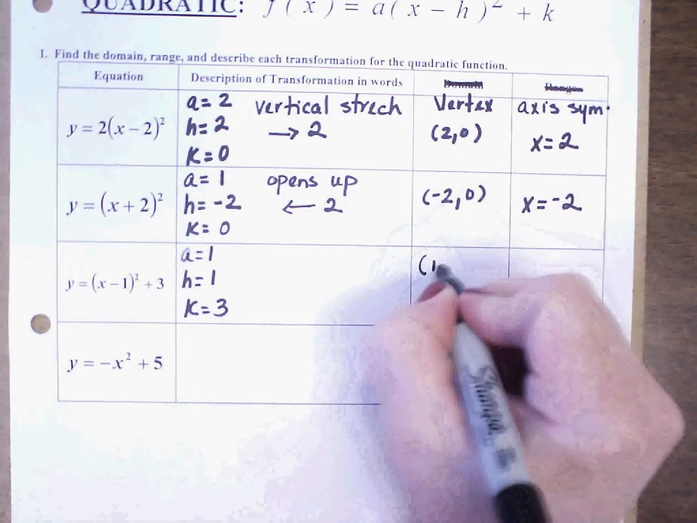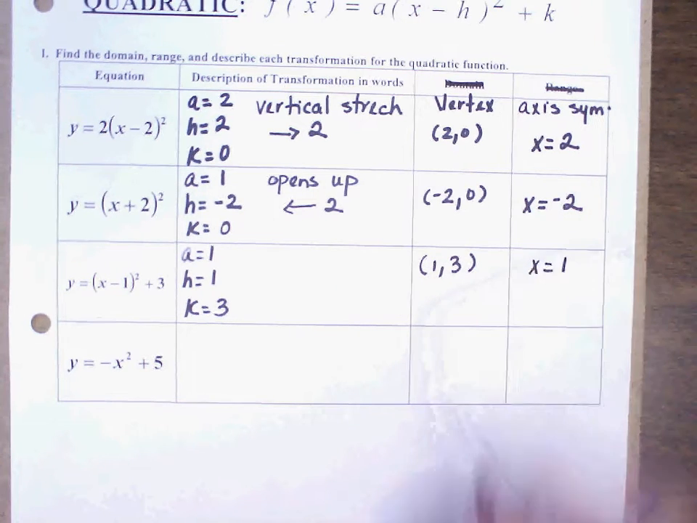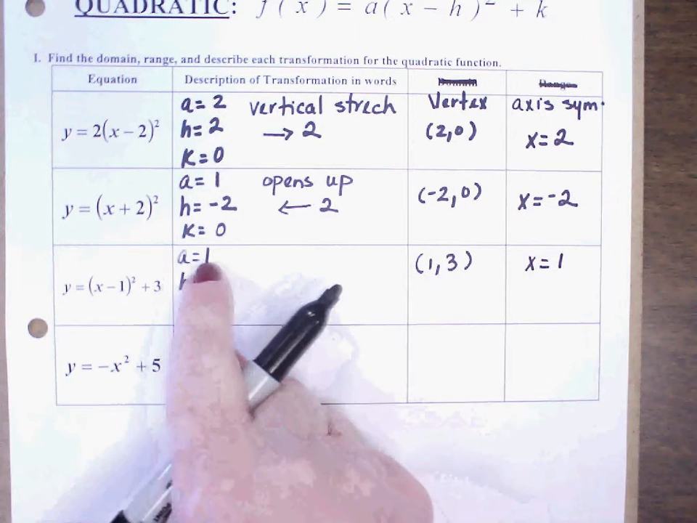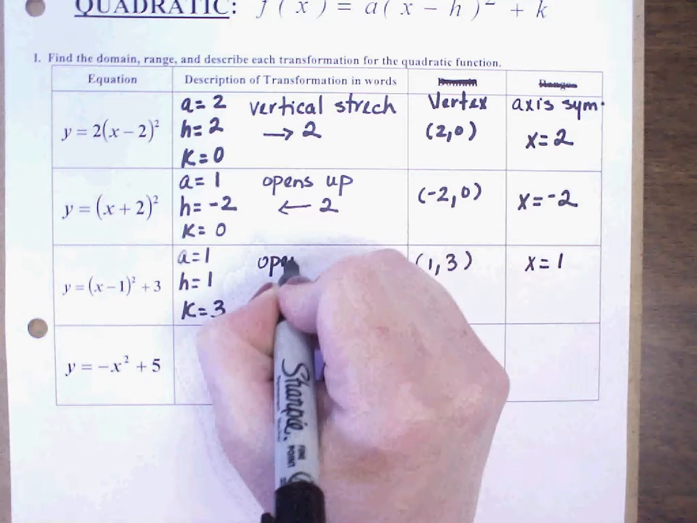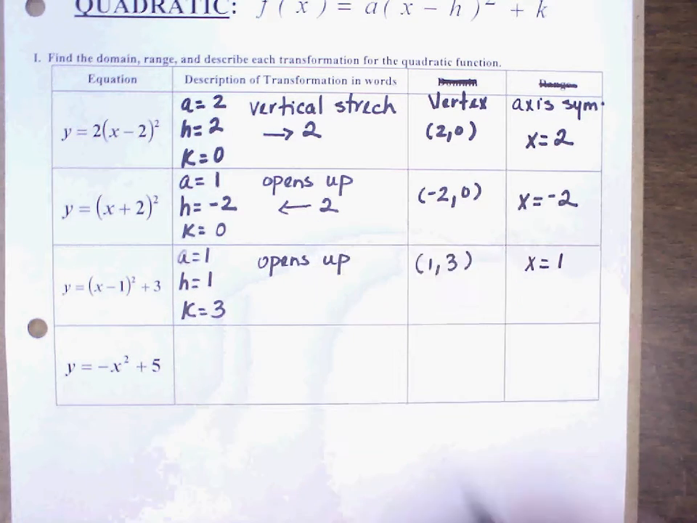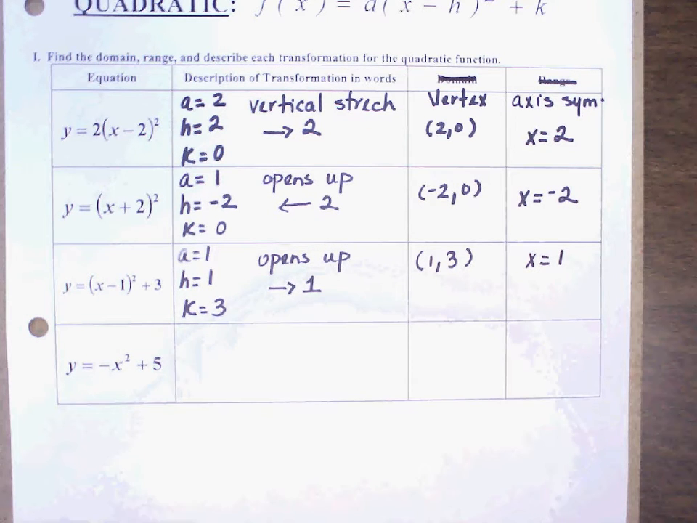Are we good? All right, what is A? What is B? I'm sorry, what is H? 1. And what is K? 3. All right, talk to me about my vertex. 1 and 3. Talk to me about my axis of symmetry. X equals 1. Very good.